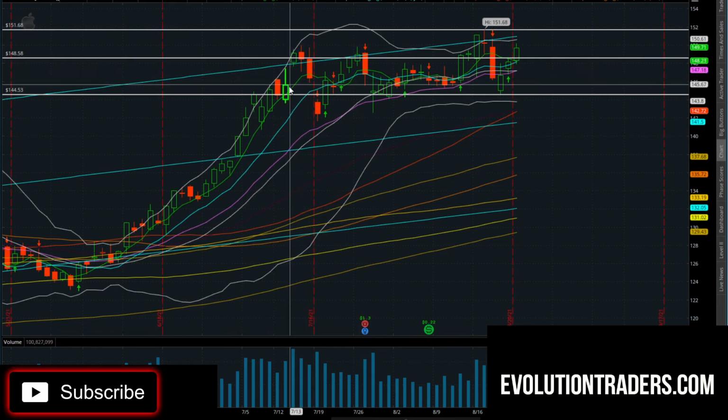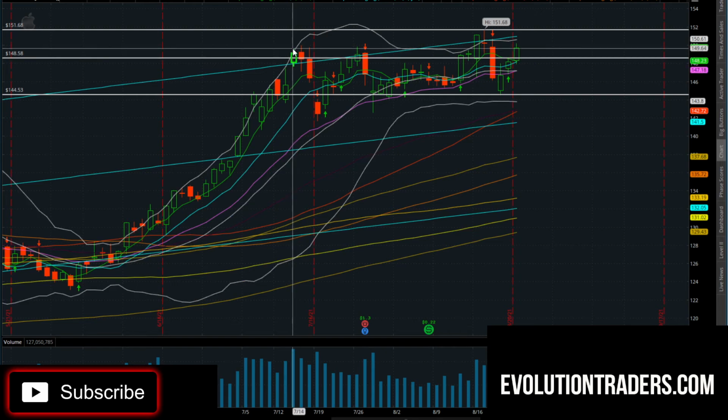Now, if I just go to another setup here, you can see we put in a new high here at 149.64. We got a little bit of confirmation here, but we did not close over the confirmation, meaning that we did not close over the high.